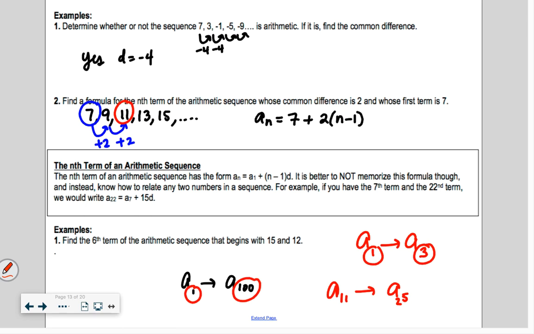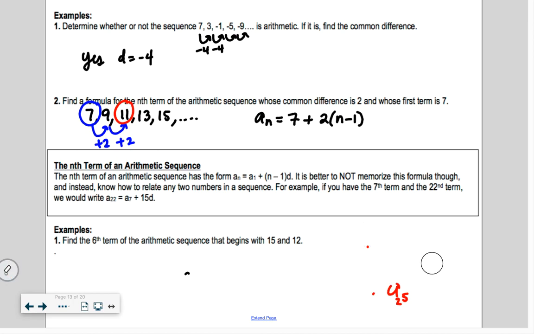Some schools teach it where you start with term 0. They call it 0. All right, that's kind of weird. I think you guys can understand this. It's not that bad. Okay, so that's what we have. So a sub n is equal to 7 plus 2 times n minus 1. And if we simplify it, we get 7 plus 2n minus 2, which means a sub n is equal to 2n plus 5.